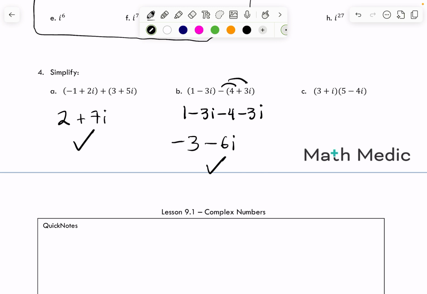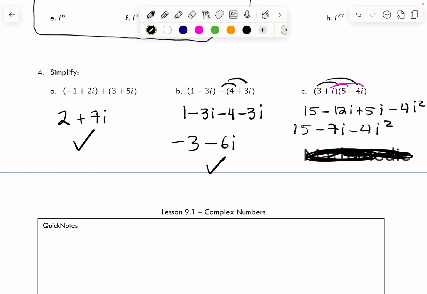Last one, we're going to distribute this. And there's going to be a little twist to this, which I'll show you. So it'll be 15 minus 12i plus 5i minus 4i squared. 15 minus 7i minus 4i squared, which is what we did earlier. But there's one thing that you have to do to simplify this.